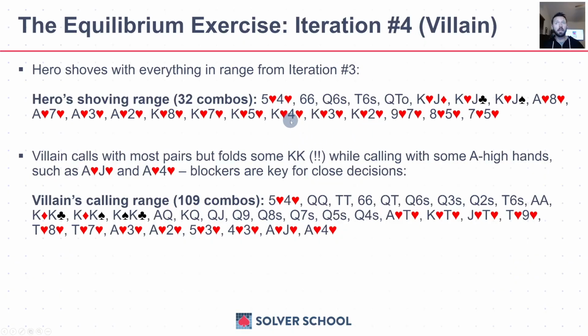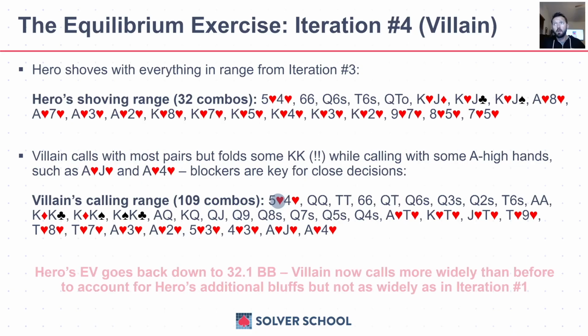So by having the king of hearts in range in this case here, it's a bad card to have for villain, in which case villain should be folding these hands. Other hands like ace of hearts, jack of hearts end up making good calls, because in this situation, having the ace jack of hearts doesn't necessarily block a lot of villain's bluffs. It only blocks several of these bluffs. So these close decisions, blockers become very, very key in these spots.